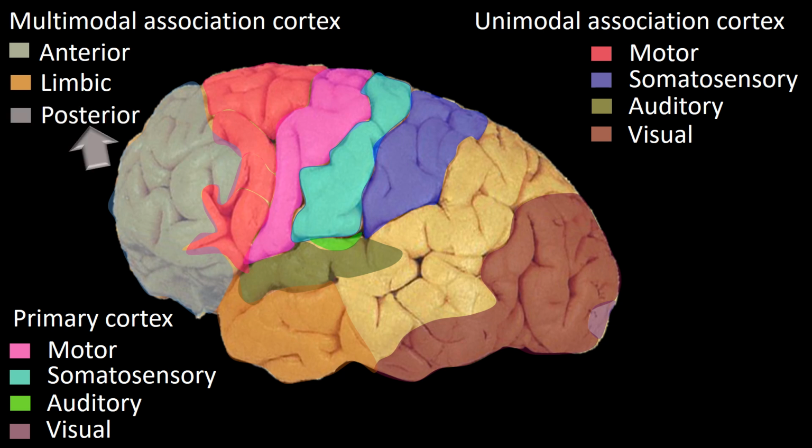And the third multimodal association cortex present in the dorsolateral surface is the posterior multimodal association cortex, which occupies part of the occipital, parietal, and temporal cortices. So that is for the lateral surface of the brain. Now let's look at the mesial inferior surface of the brain.